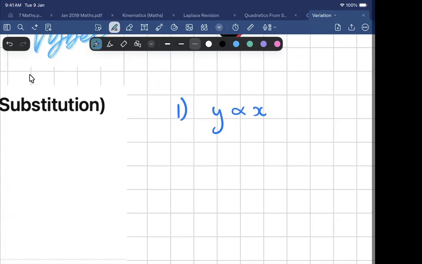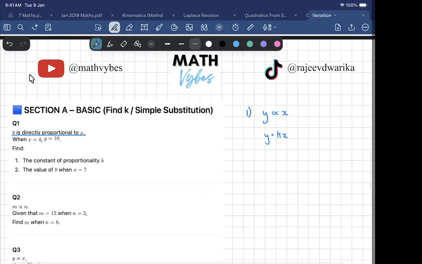Y is equal to ke. Nah. In the last question, it was F and it was E. Those were the quantities. In this question, it's y and x. So y is equal to kx. Yeah, good. So we have y is equal to kx. In the first part, they want us to find the constant of proportionality k. How do you think we could do that?